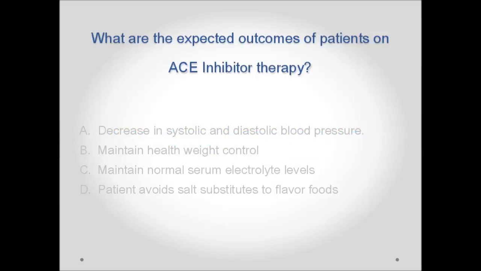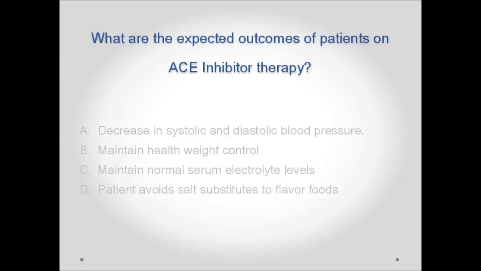Alright, so here we go. What are the expected outcomes of patients on ACE inhibitors? When I think about this question, I'm going to think about what are the expected outcomes before I even look at the answer. Well, ACE inhibitors are used as a vasodilator. These are medications that are used to control blood pressure. So now, knowing that, when I look at the answer, A has to do with blood pressure, ding, ding, ding.